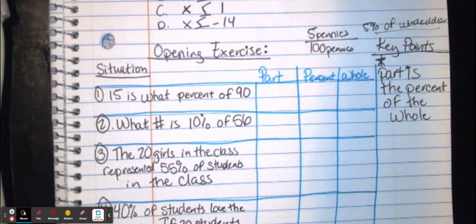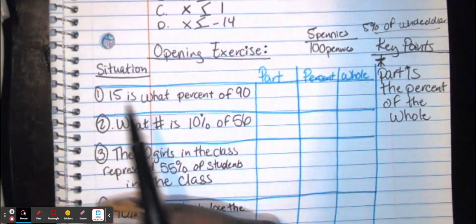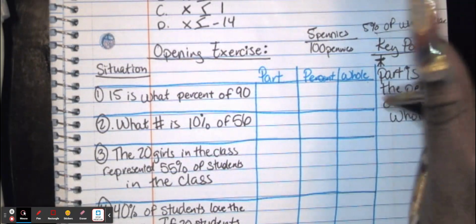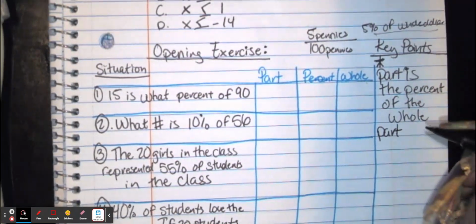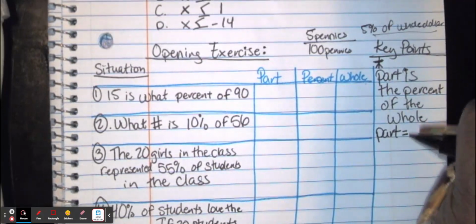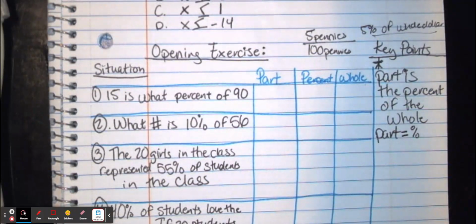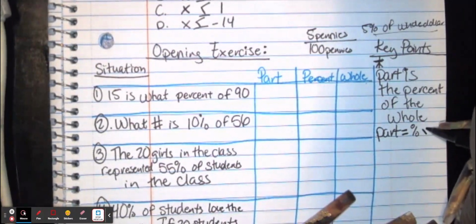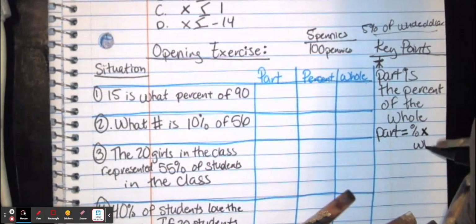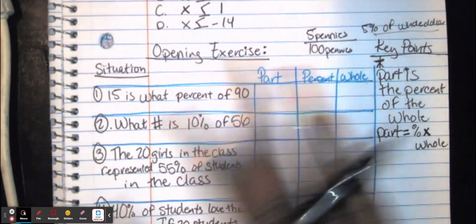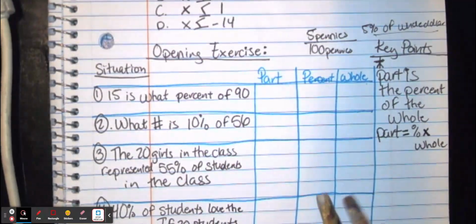So here we have the first situation that says 15 is what percent of 90. Even though we know part is percent of the whole, we need to break this down a little bit more so that we can see it as an equation. So part, if it is, that means it's equal to a percentage. Of course, we know that of means to multiply, so we multiply by some type of whole number. So part equals percent of a whole. So here we're just going to identify what is that.